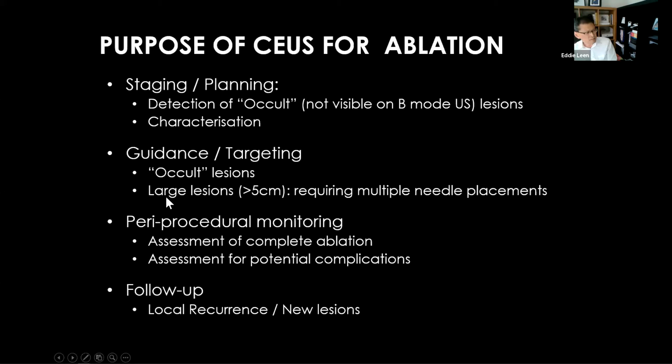And also there is some planning that needs to be done in terms of larger lesions above 5 centimeters, whereby you need multiple needle placement, and also targeting where the active part of the tumor is. Thirdly, we use the CEUS over the periprocedural period to assess, monitoring whether the ablation has been complete. And more commonly also is to look for potential complications, which is an important aspect of using the technique.